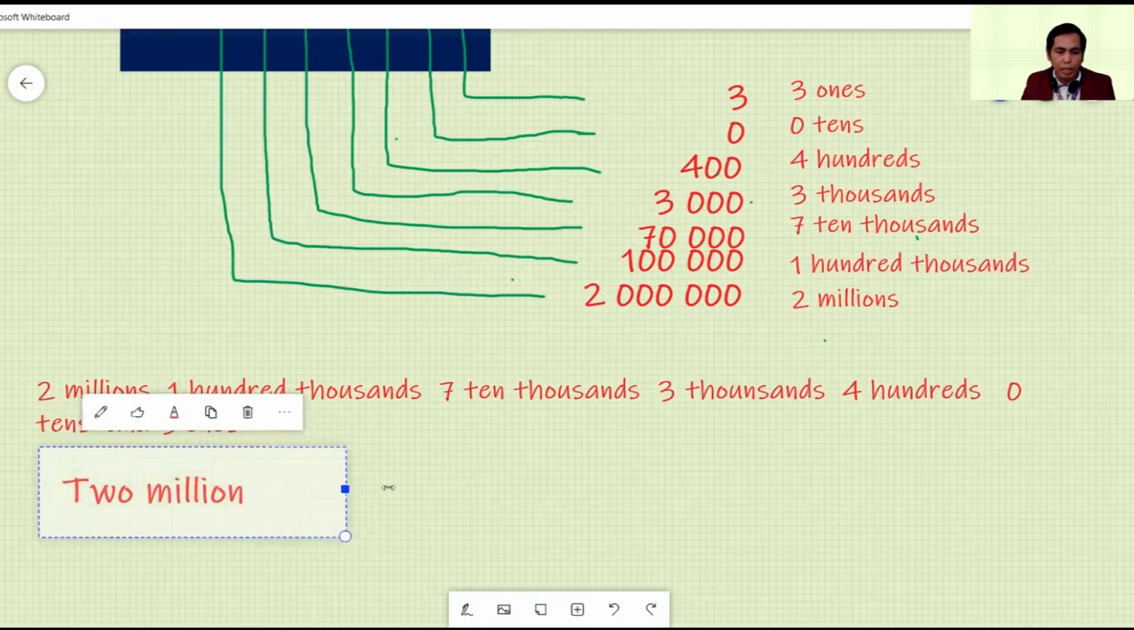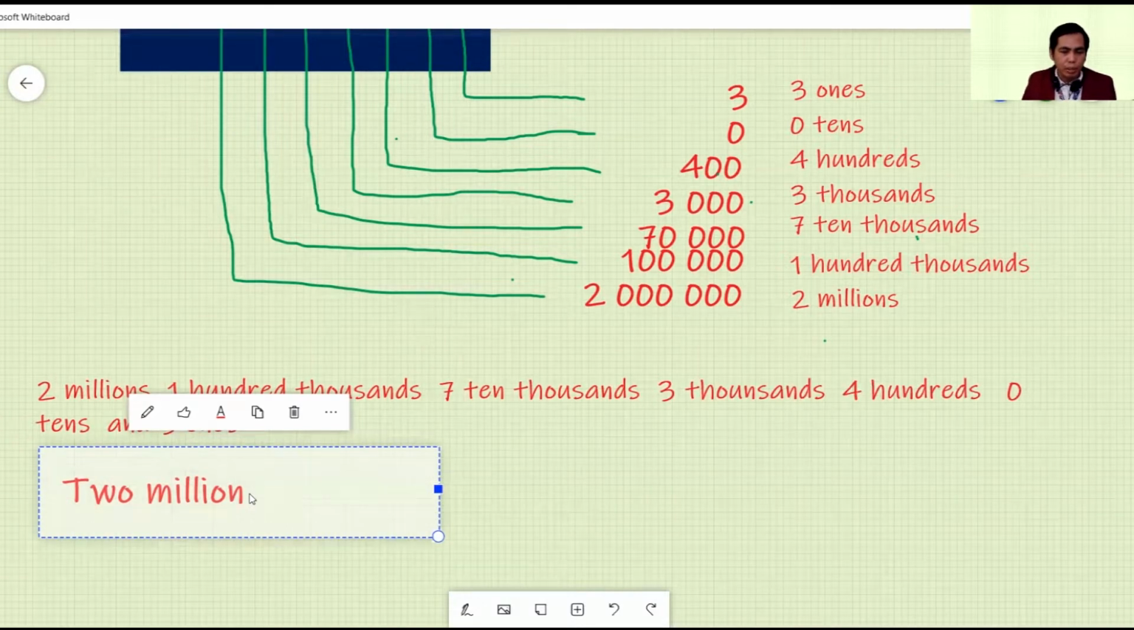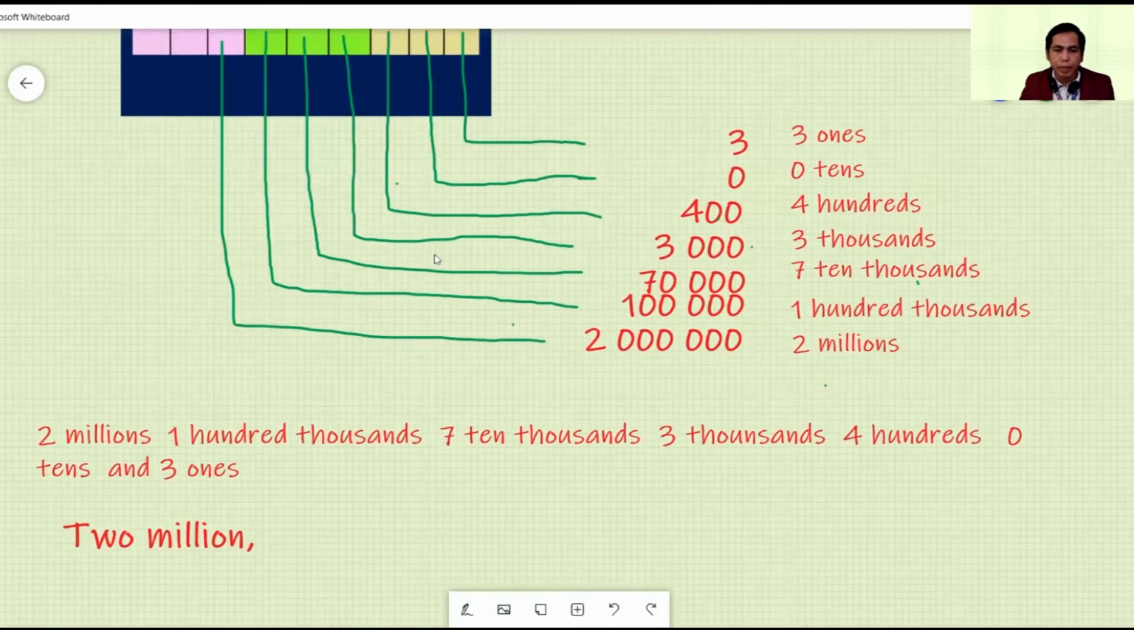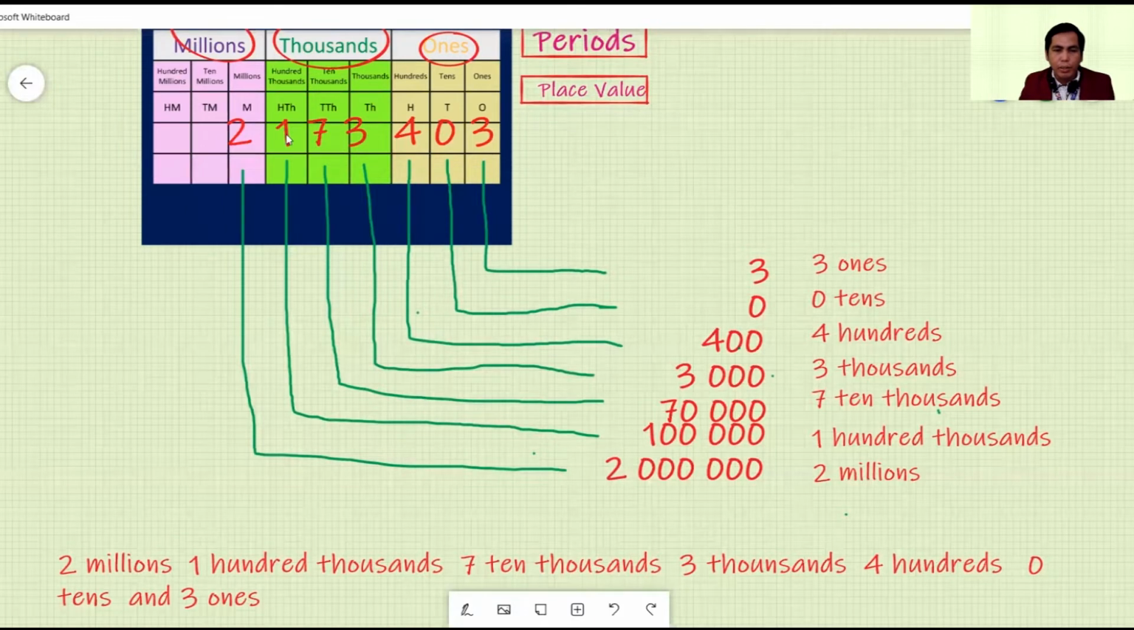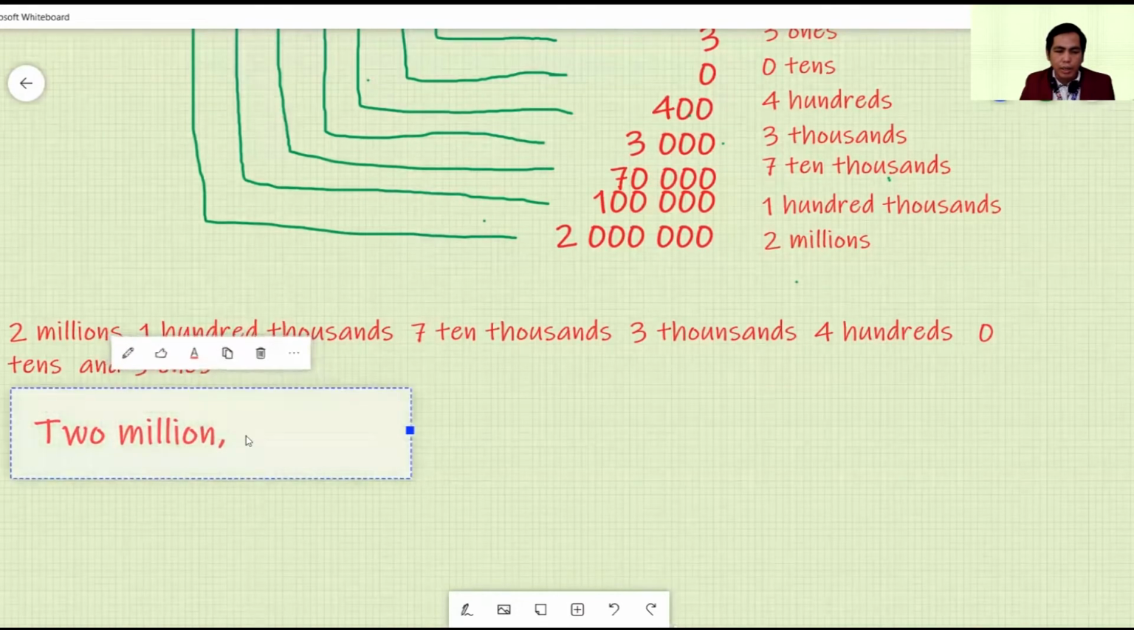And then we have to go to the next period, which is the thousands period. To separate the millions period from the thousands period, we have to put a comma. So we have 2 million, and then we are going to identify the value in the thousands period, which is 173. So we will write 173.